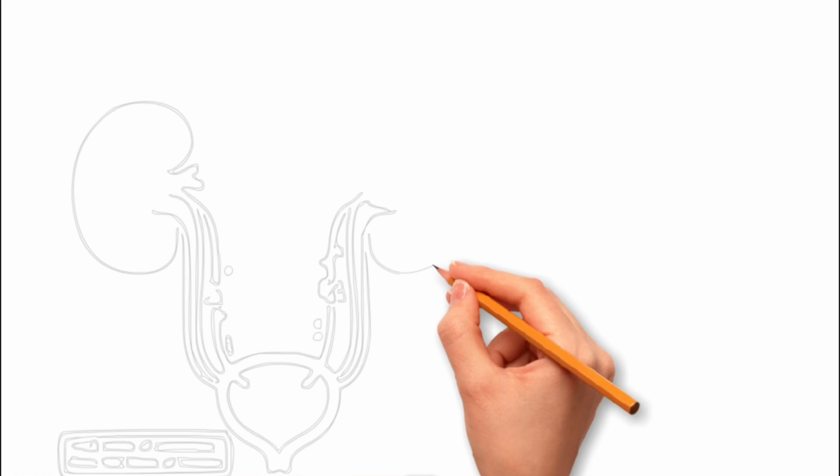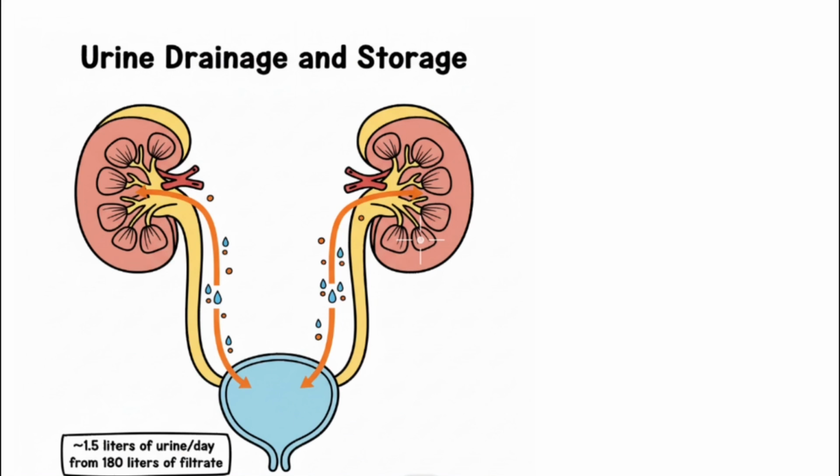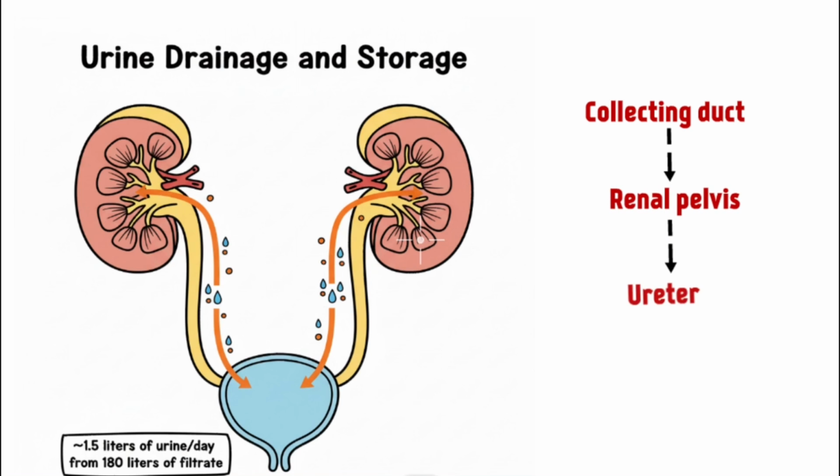After filtration, reabsorption, and secretion, the remaining fluid becomes urine. It drains from the collecting ducts into the renal pelvis, through the ureters, and finally into the urinary bladder for storage. On average, about 1.5 liters of urine is produced per day from nearly 180 liters of filtrate, an amazing demonstration of efficiency. The kidneys are also under tight hormonal regulation.